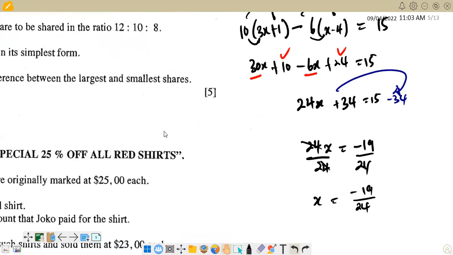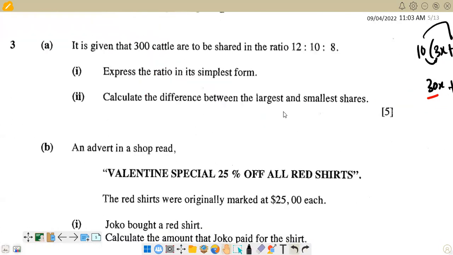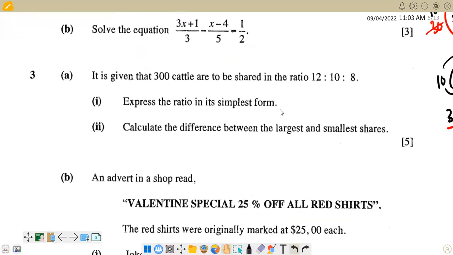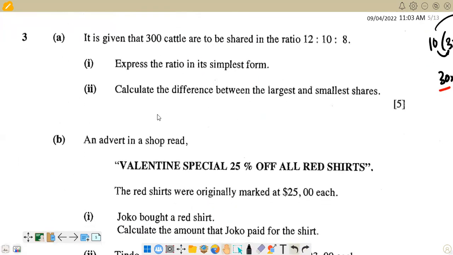Okay, sorry, let me try to shift again back to that part. Question 3a: it is given that 300 cattle are to be shared in the ratio of 12:10:8. Express this ratio in simplest form. So how do you express this ratio in simplest form? All you need is to reduce these values.